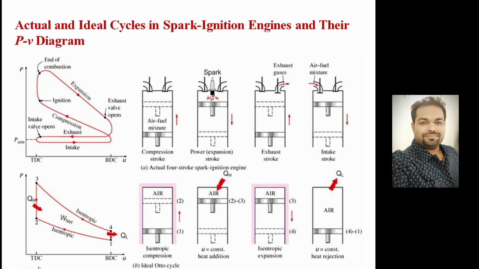So this is the ideal scenario when all processes are reversible. You can represent the cycle as heat addition at a constant volume, followed by isentropic expansion, then constant volume heat rejection, then isentropic compression. This is the ideal case. This is the real case, the real diagram. In reality, none of the processes are reversible, so they will be following in this way.